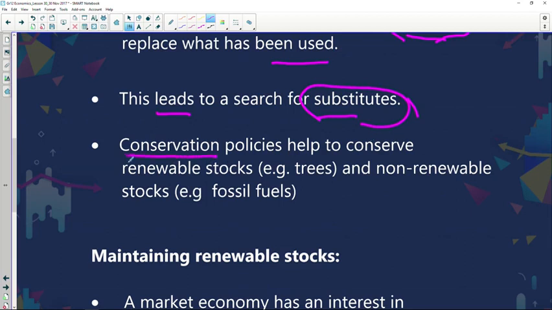So conservation policies help to conserve the renewable stocks, for example, trees, and the non-renewable stocks, for example, the fossil fuels. Okay, so it's important to know that there are policies in place that can be used in order to ensure that there is protection of the renewable and non-renewable stocks. The renewable ones, they can be reproduced, hence we call them the renewable items, and the non-renewable, once they have been consumed, they can't be reproduced. So know the difference between renewable and non-renewable stocks as well.